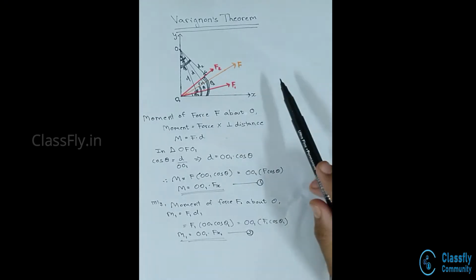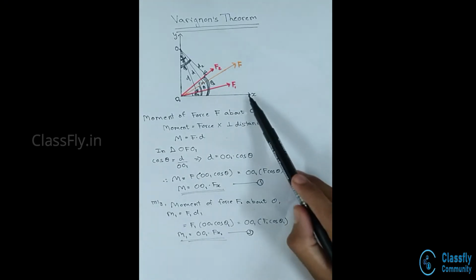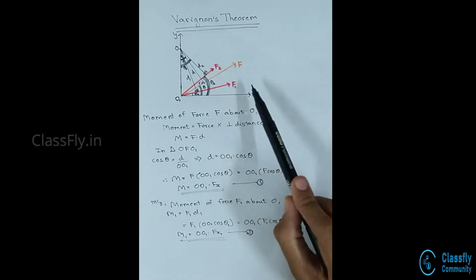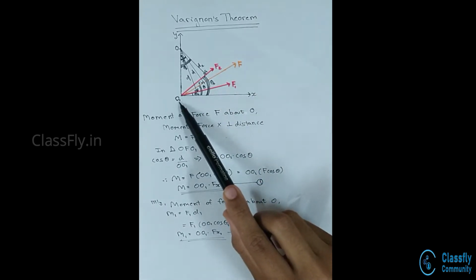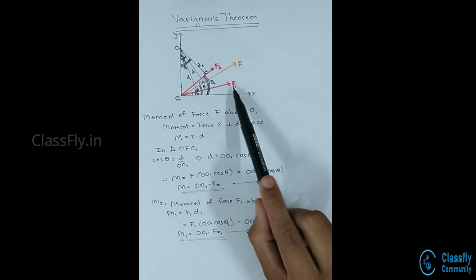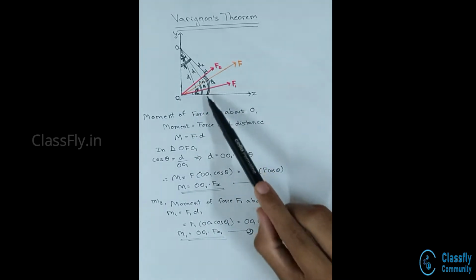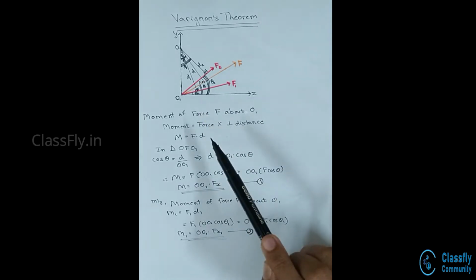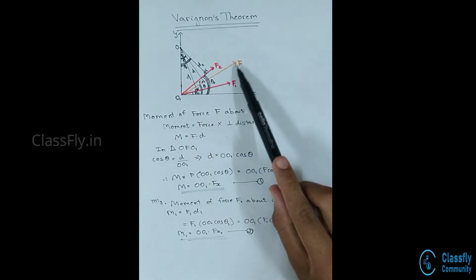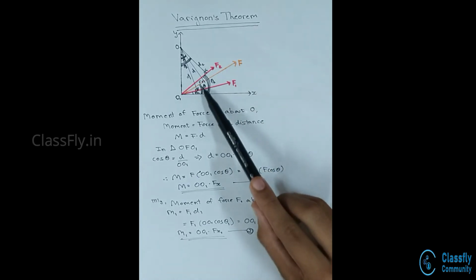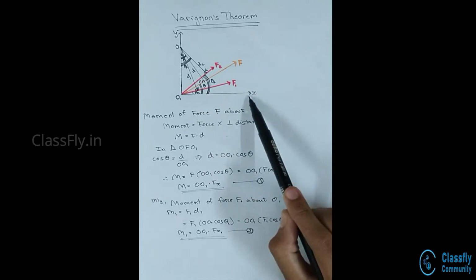Now, coming to the proof. Let us consider the following diagram. Here, F1 and F2 are two forces which are acting on the point O1. Let F1 make an angle θ1 and F2 make an angle θ2 with the x-axis. Let F be the resultant of these forces. This will make an angle θ with the x-axis.